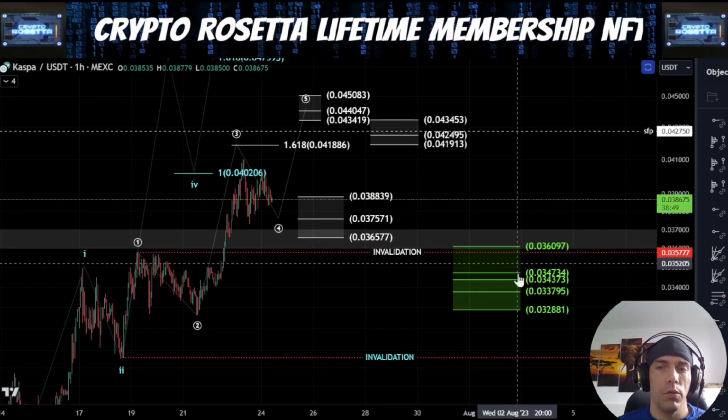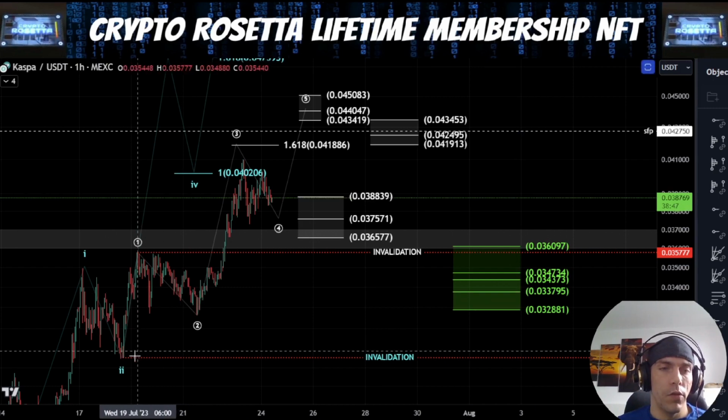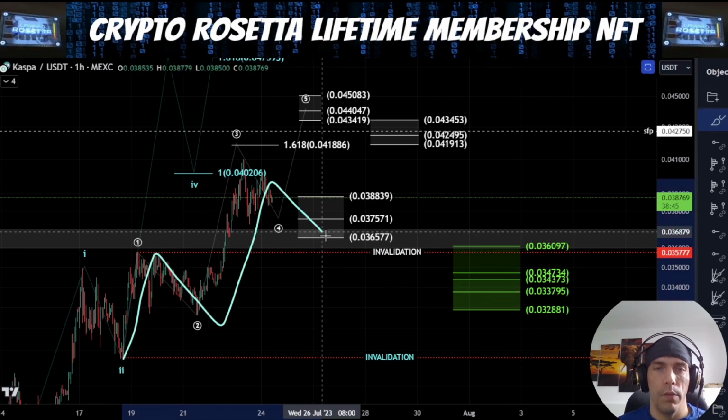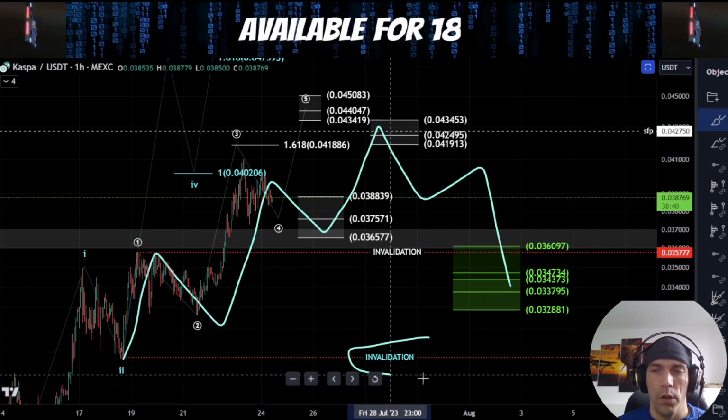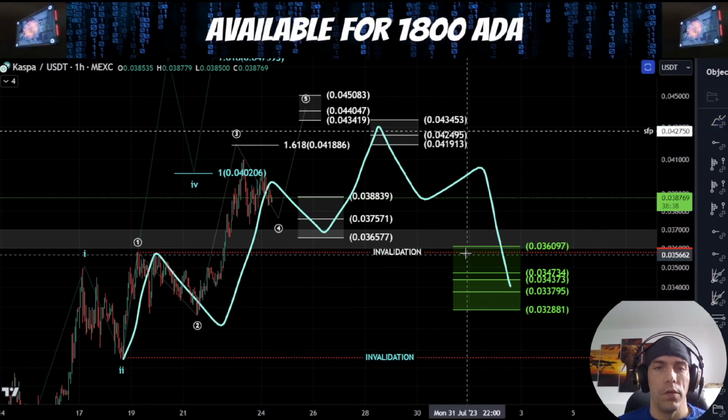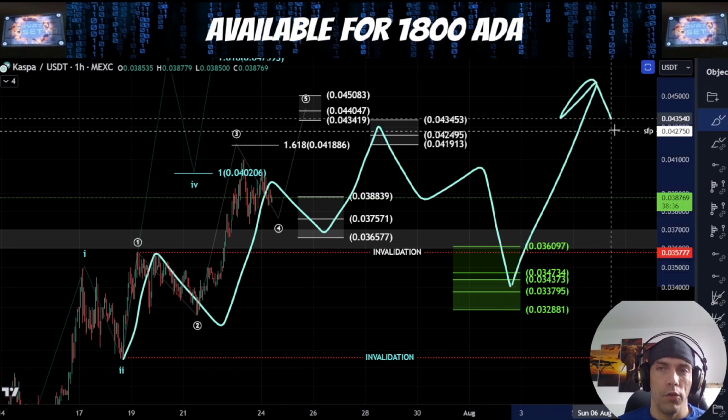So the same idea would be in play here, that if we do see this develop as 1, 2, 3, 4, and 5, until we actually break down below this low point here, which would be this 30,656, we can always see continuation to the upside.